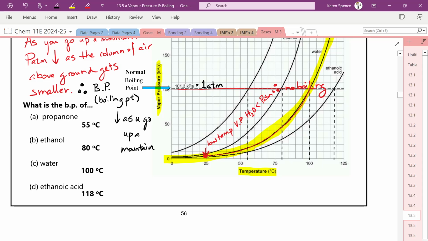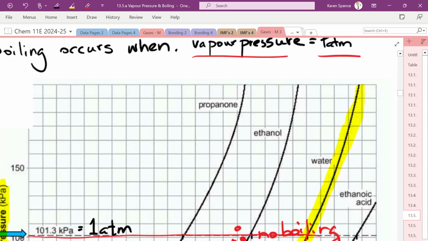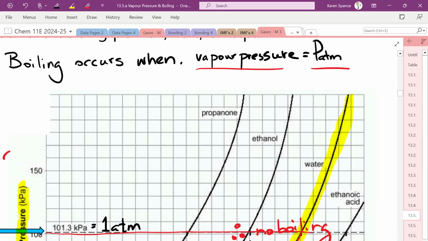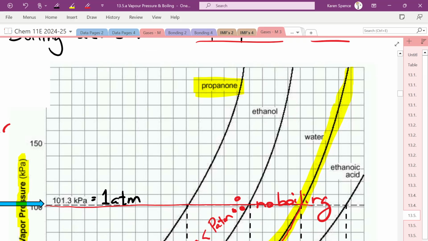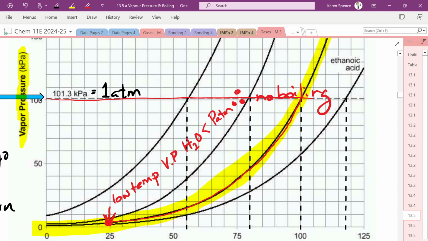So if we said to you, let's do something that's actually practical. What is the boiling point of propanone? So let's go over here. Here we have propanone. What is the boiling point of propanone? And you read down, and it is at 55.